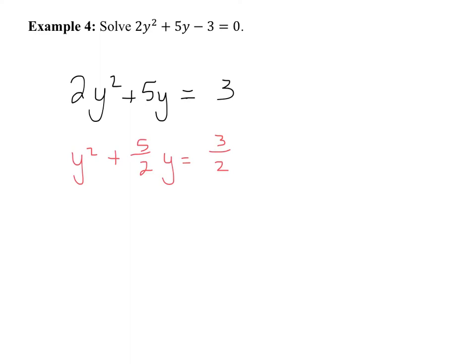You can either multiply by 0.5, that's fine, but it's going to get messy, right? So double the denominator. What's half of 5 halves then? 5 fourths. Square 5 fourths: 25 sixteenths. So add 25 sixteenths to both sides. This is where it gets messy.